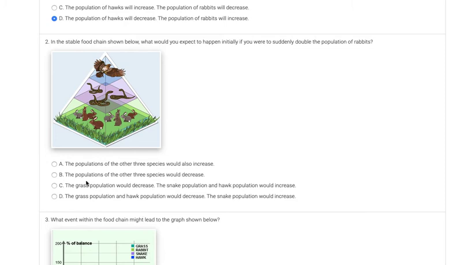So let's go back and see what option we should select. The populations of the other 3 species would also increase. The populations of the other 3 species would decrease. The grass population would decrease, and the snake population and hawk population would increase. And the grass population and hawk population would decrease, and the snake population would increase. So it's C, obviously, because the grass population started to decrease. I'm going to select C.